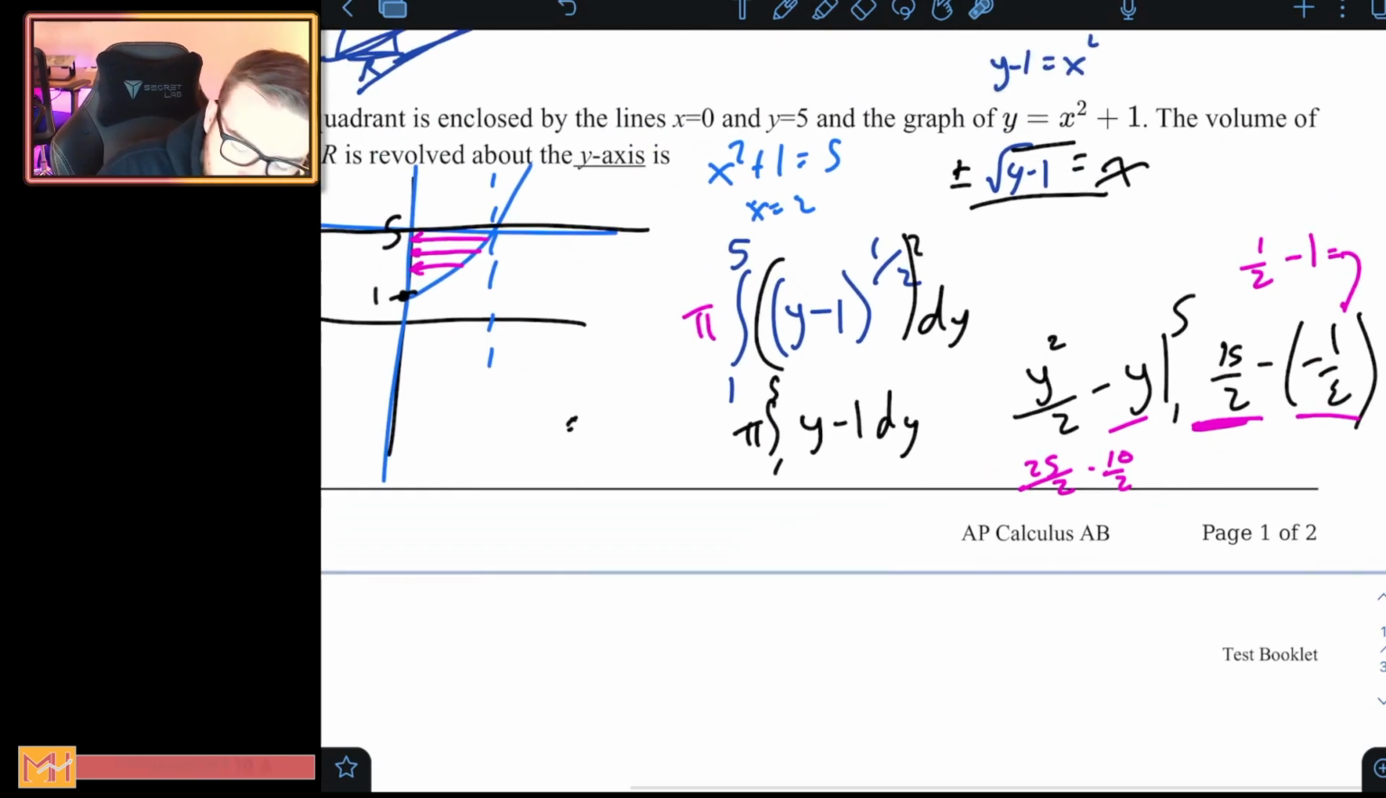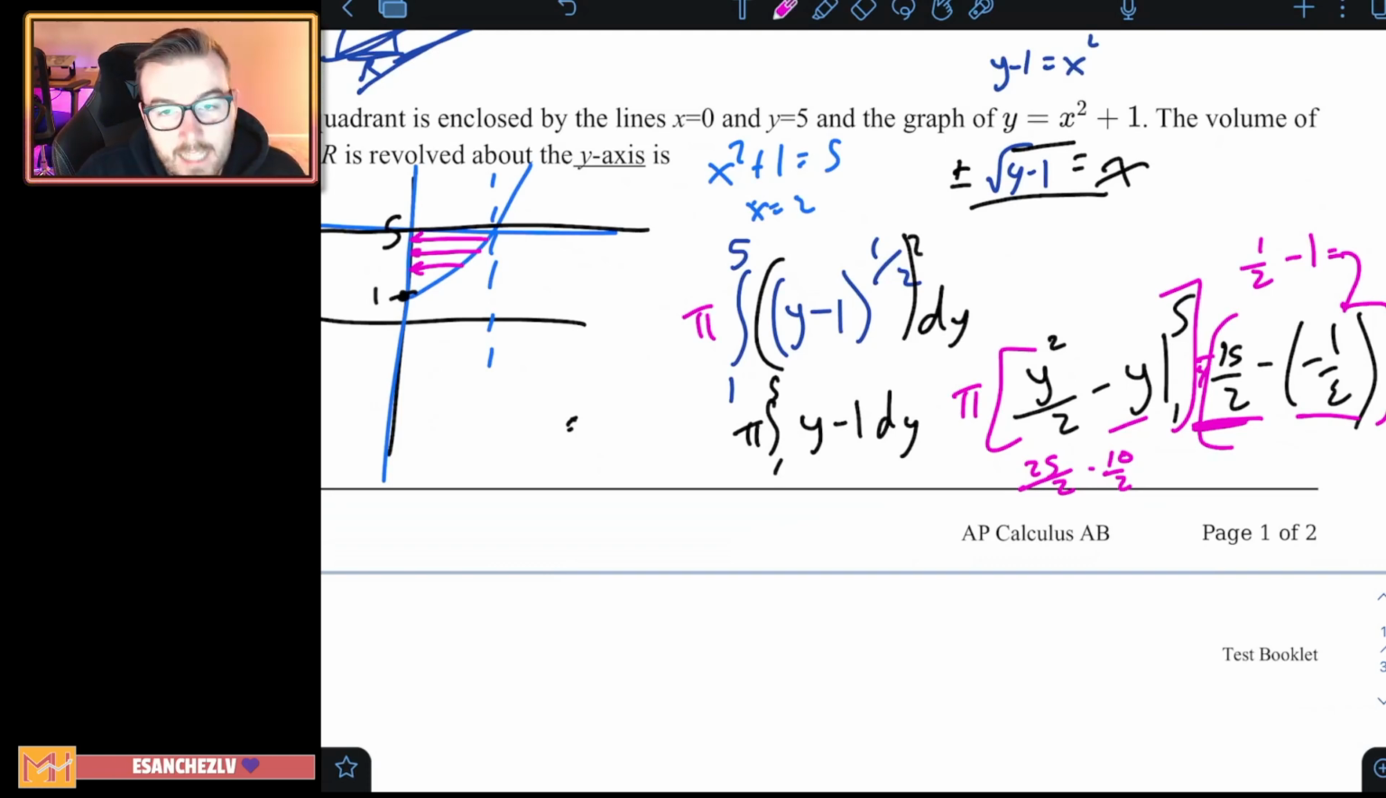Times the pi, right? I'm getting lazy with my times pi, but this is all times pi. All times pi. And on a free response question, that matters, right? And I should be more diligent, but, you know, we've all been there.